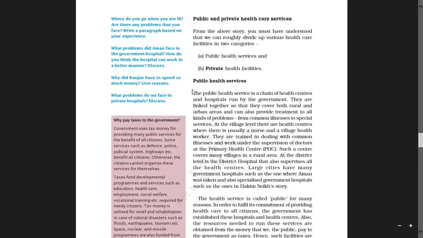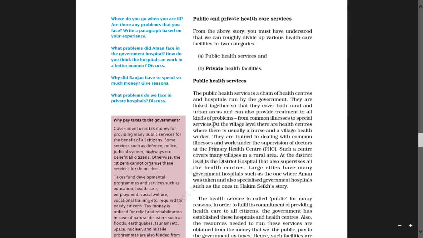Now, let us see what public health services are. The public health service is a chain of health centers and hospitals run by the government. They are linked together so that they cover both rural and urban areas and can also provide treatment for all kinds of problems, from common illness to special services.